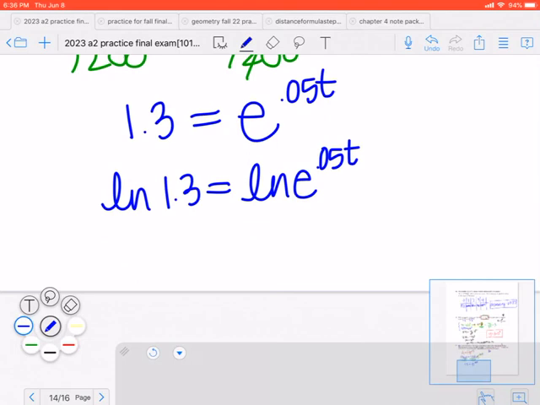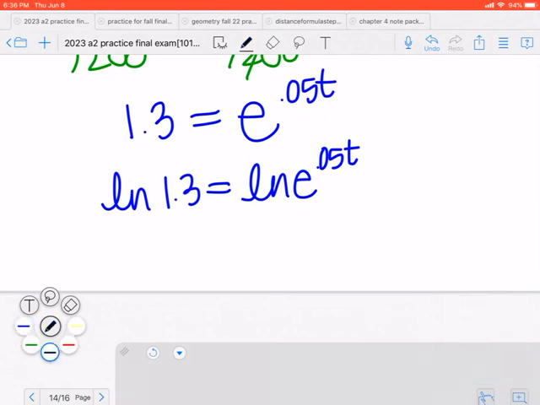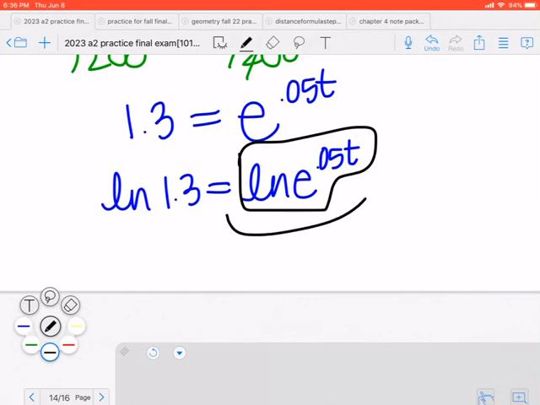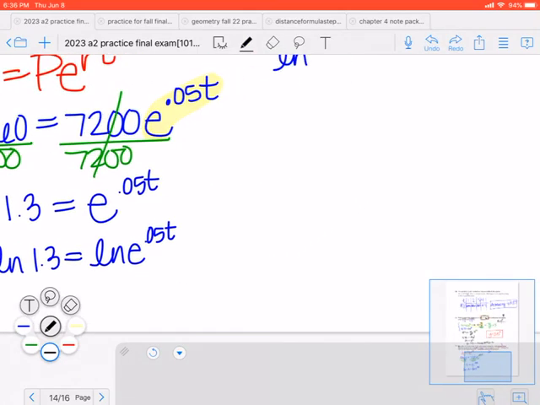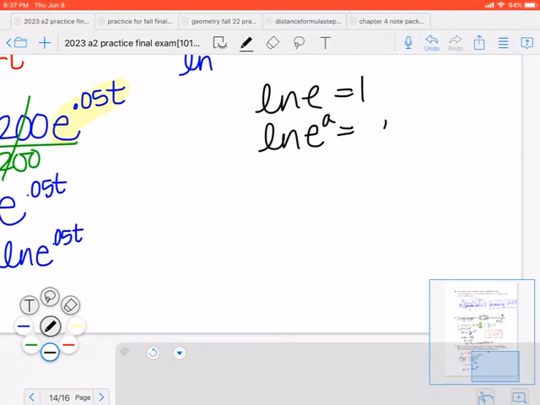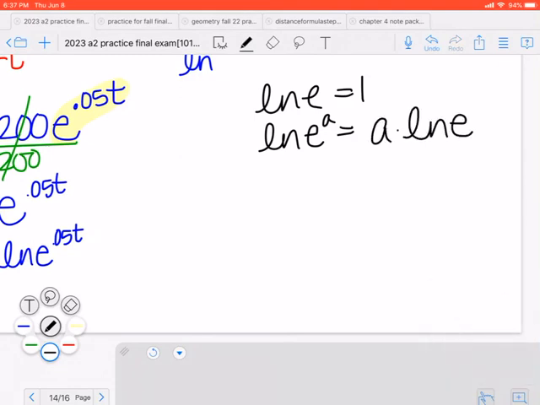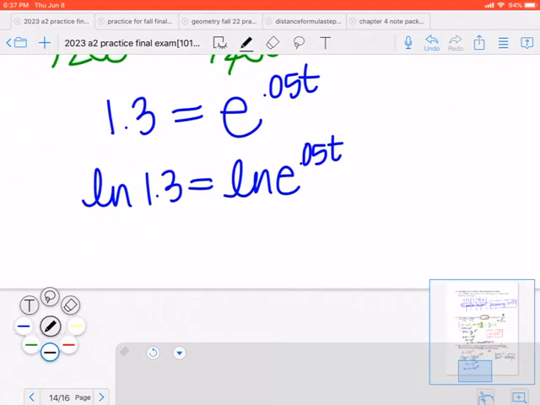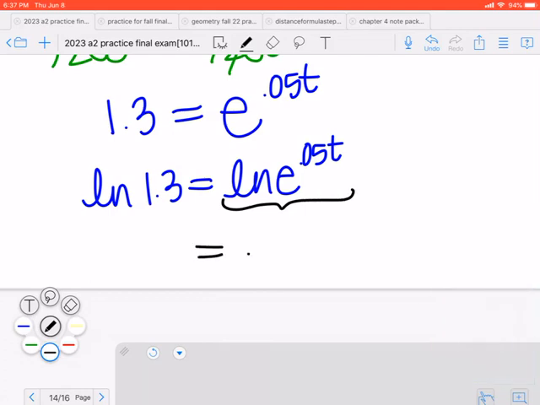Now when we do this, if you remember your log properties, if you have natural log of e to the something, this whole thing just equals the exponent. One of our properties was the natural log of e equals 1. And then if there's an exponent, I'll just call it a, it equals a. I guess the in-between step would be that you throw the a in front of the logarithm to be a multiplier. And natural log of e is 1. That's a funny one. 1. And a times 1 is a. So this whole section just equals 0.05t.